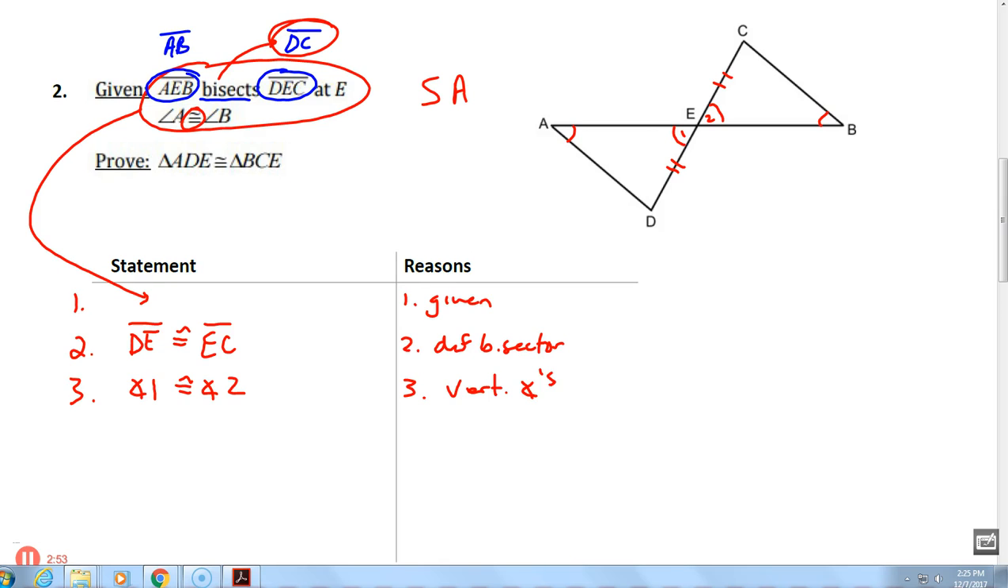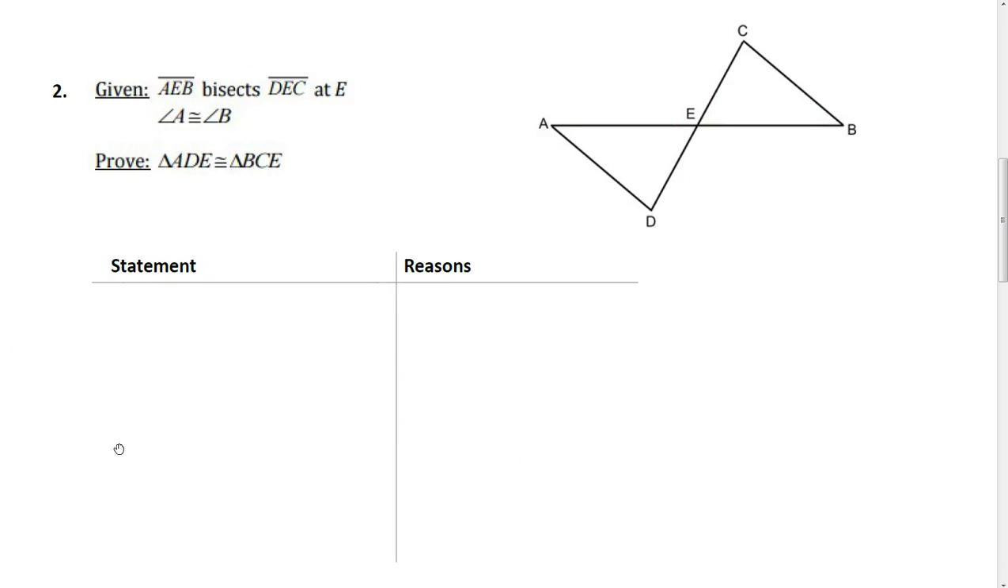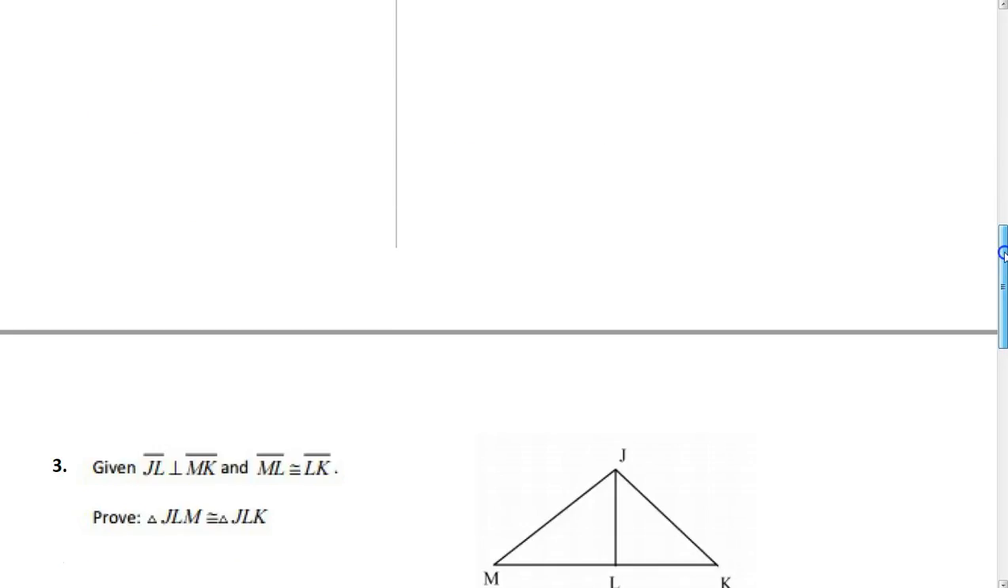I see another A, and the side is not between the two angles, so we formally write this as angle, angle, side. And I would say that triangle congruent to triangle, just copying this stuff down. I'm not going to write all those letters, but that's what it would be. Alright, moving right along, proof number 3.